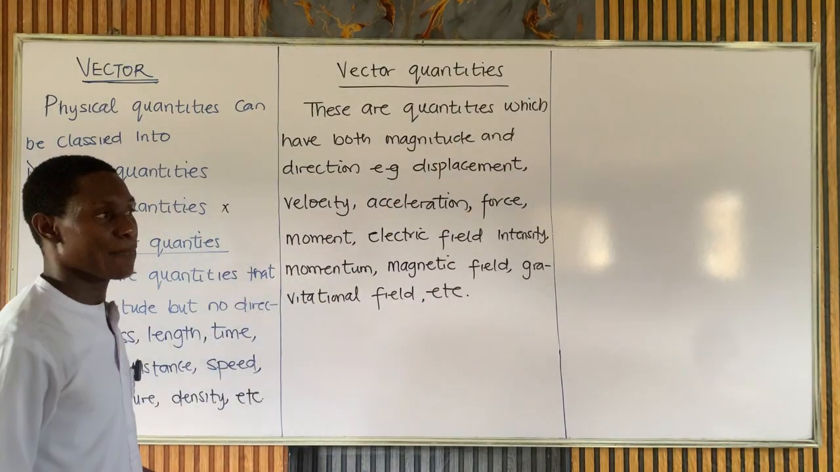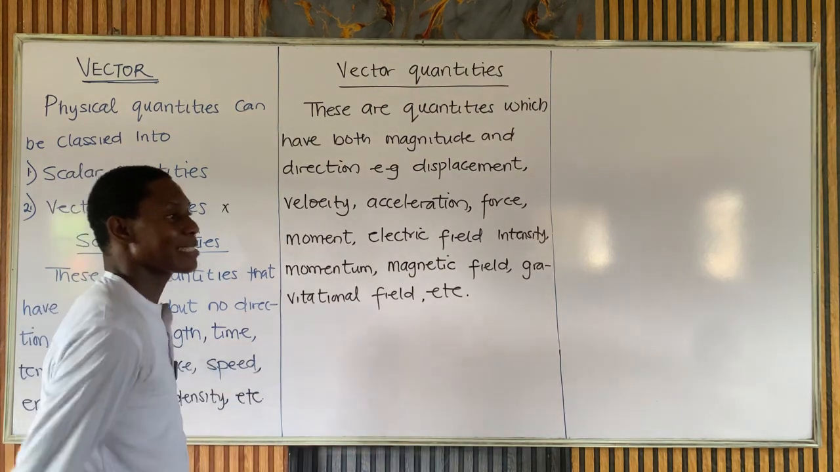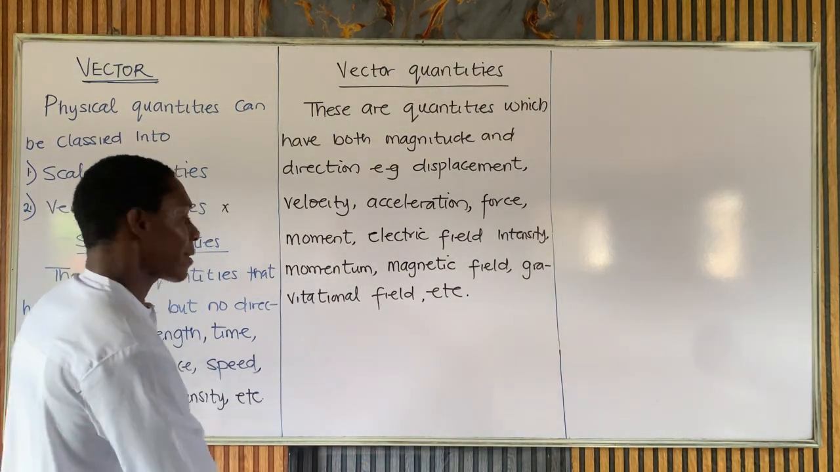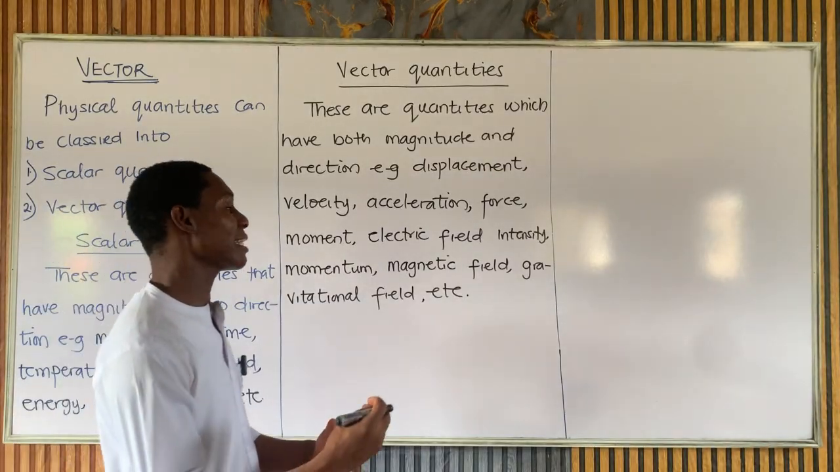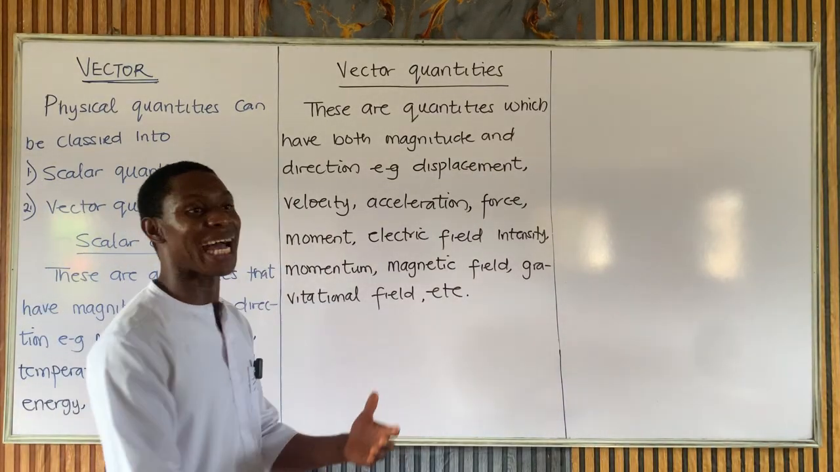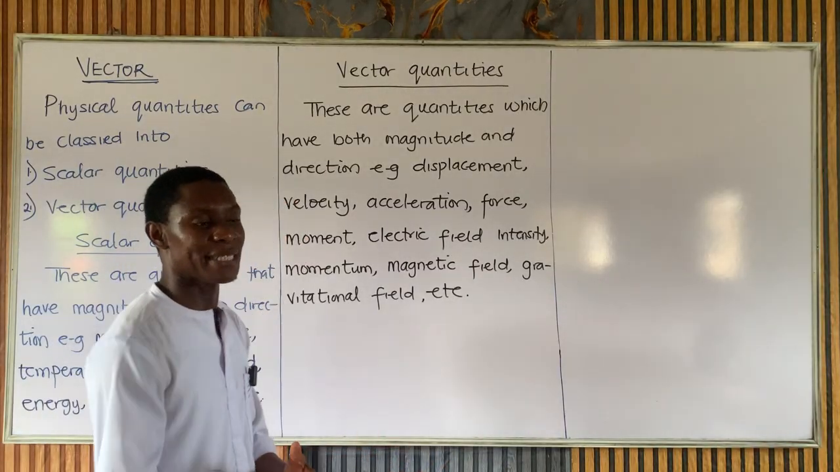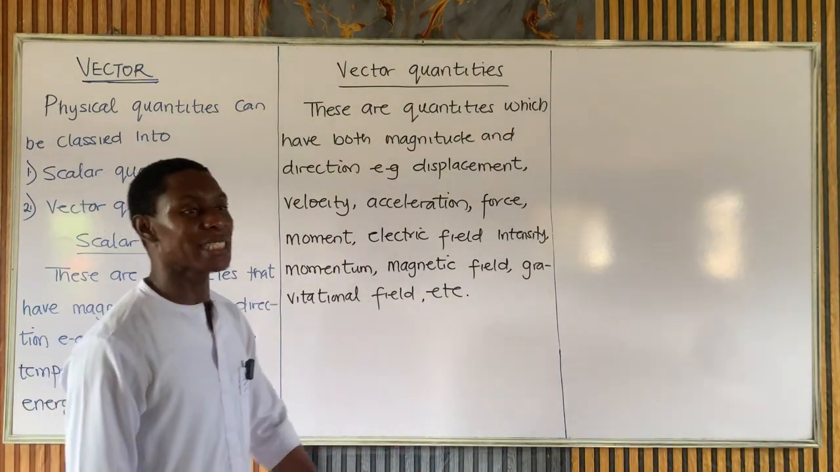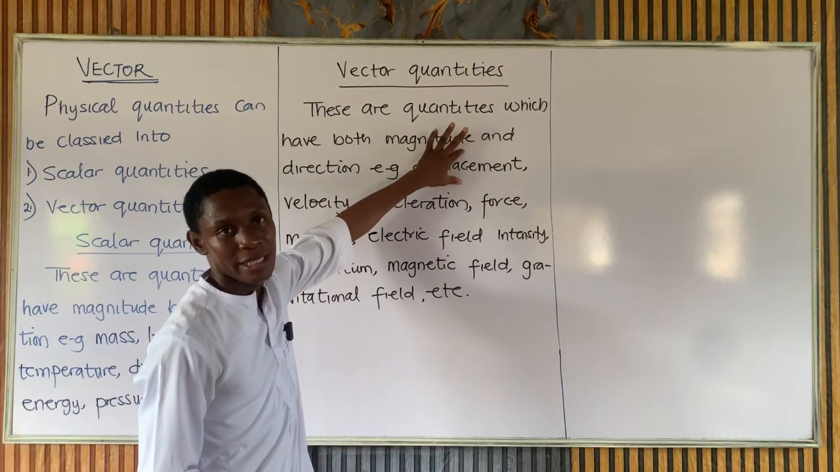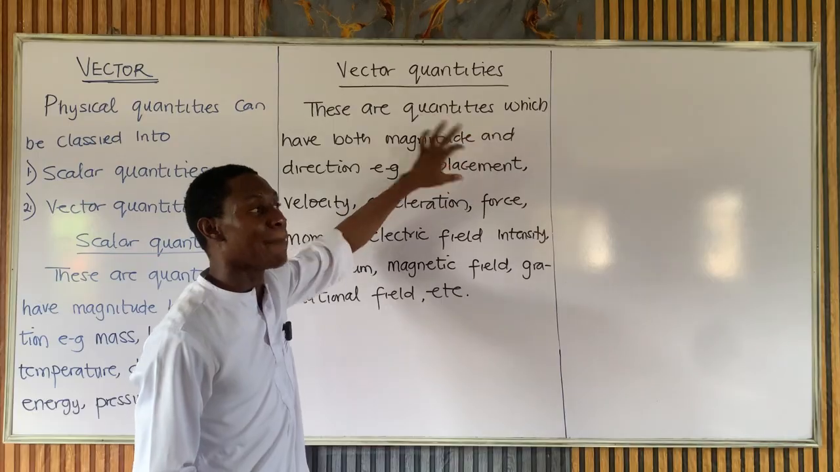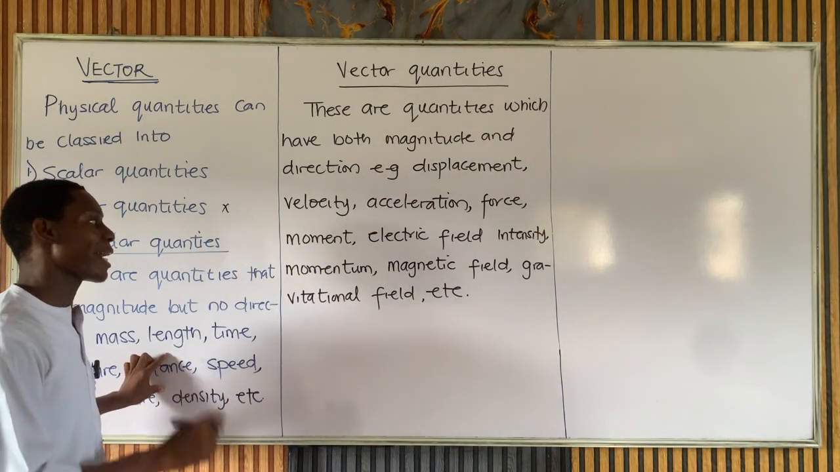What I mean is this: someone says a man moved a distance of 20 meters. That's just distance. But when you say somebody covered a distance of 20 meters east, 20 meters west, 20 meters south, 20 meters northeast, when you are putting direction to the distance someone moved, then it becomes displacement. So while displacement has direction and magnitude, distance has only magnitude but no direction.